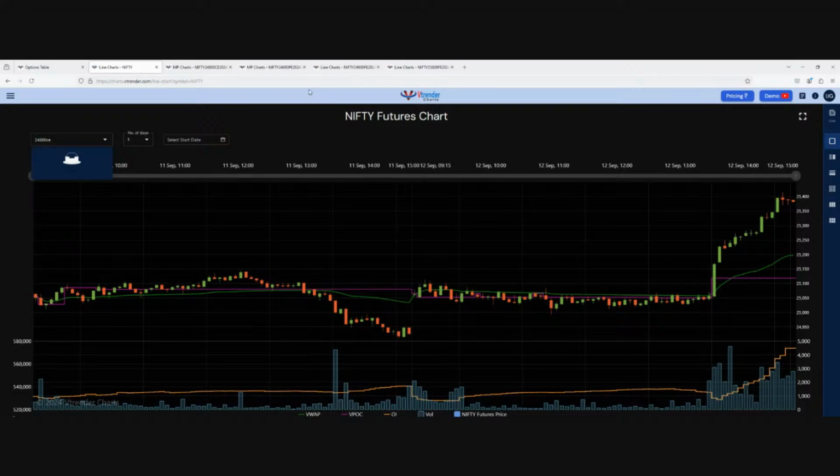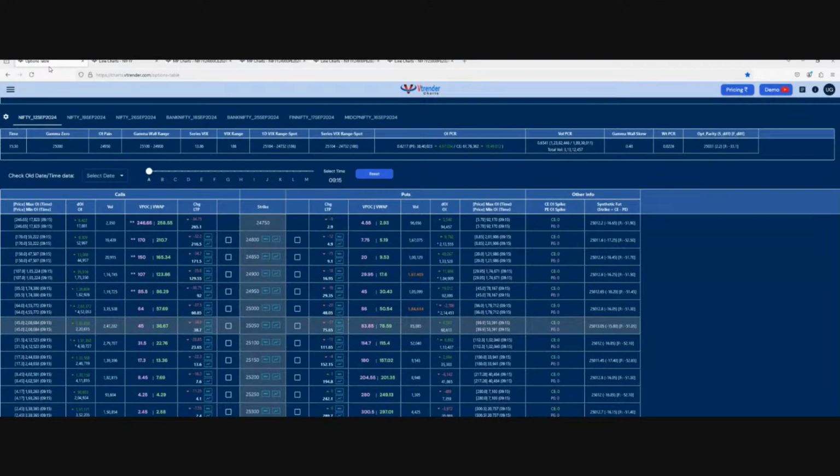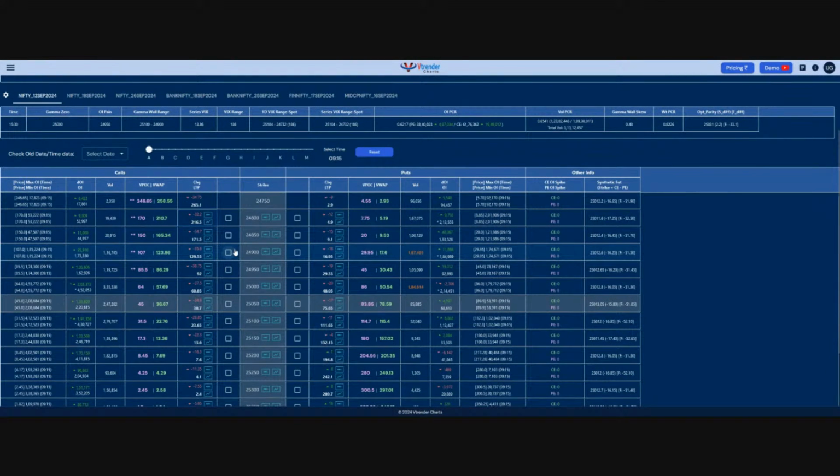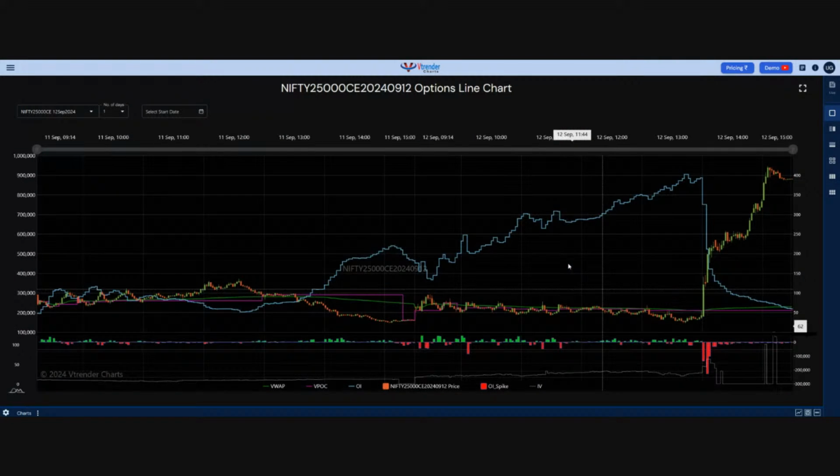Okay, I think because this is out of the money, the line chart of that particular option is not opening, because we have closed at 25,300. So this is definitely out of the money. Let us try opening the 25,000 call line chart and see what happened today.